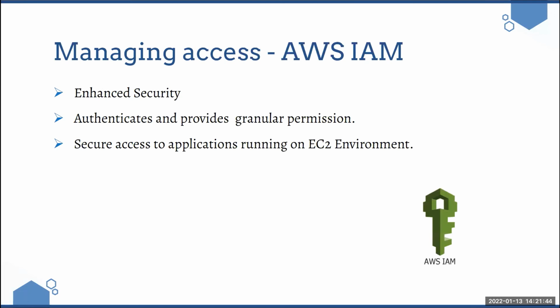And managing access. This is AWS IAM, a very famous service, the AWS Identity and Access Management system. It has enhanced security, authenticates, and provides granular permissions. Upon giving user permissions, you can set your own different types of users. You decide which users you are going to allow in your organization, and you can customize different user roles also, and secure access to applications running in the EC2 environment. This is about threat identification.